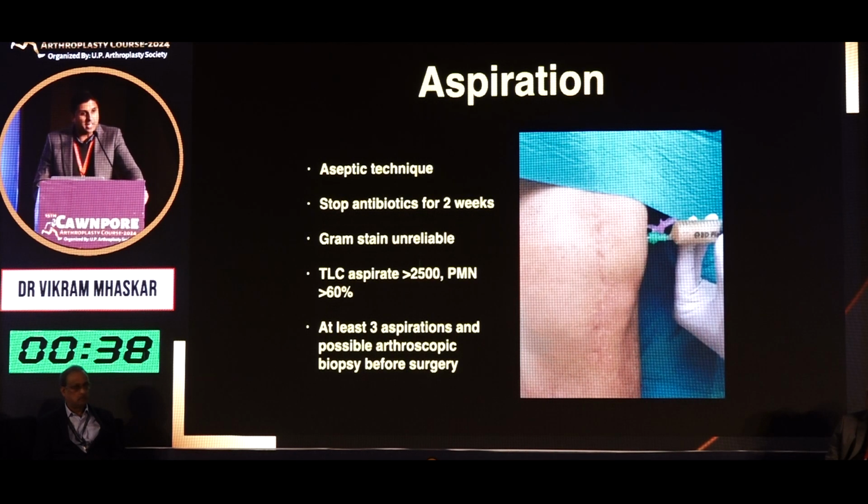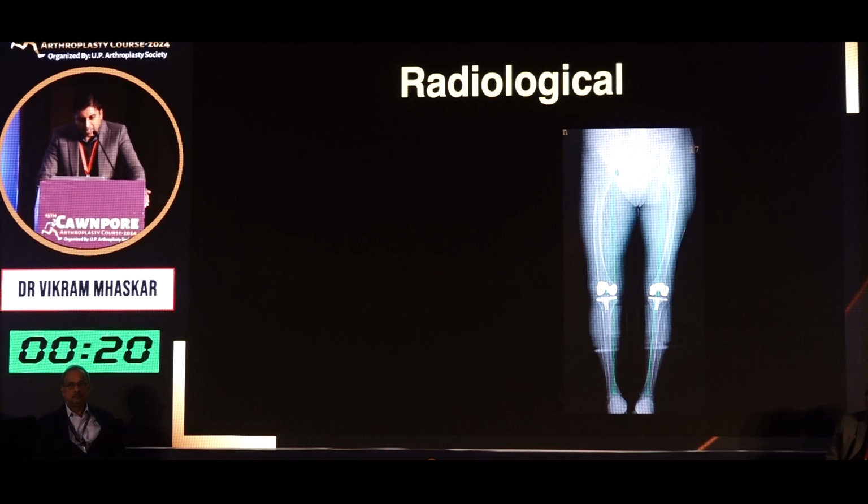Stop your antibiotics for 2 weeks. A gram stain is unreliable. The TLC in your aspirate, if it's more than 2500, it indicates infection possibly with polymorphonuclear cells greater than 60%. Do at least 3 aspirations and a possible arthroscopic biopsy before considering any revision surgery.